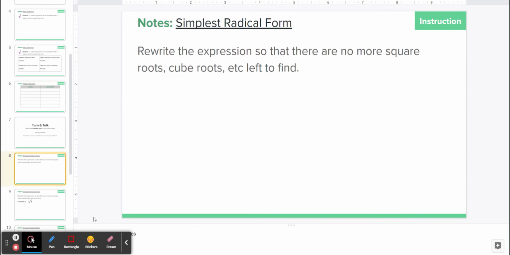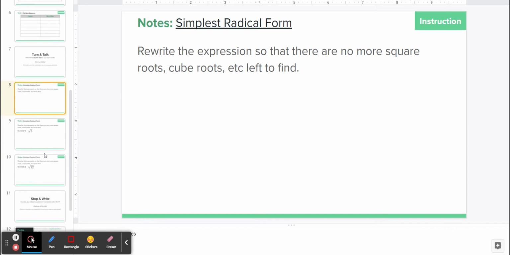So we're going to use these perfect squares to rewrite some expressions in what's called simplest radical form. So go ahead and pause the screen and get this definition down of what simplest radical form is. But it basically means we rewrite the expression so that there are no more square roots, cube roots, etc. left to find. It's actually easier to see this through an example than it is to just talk about it.